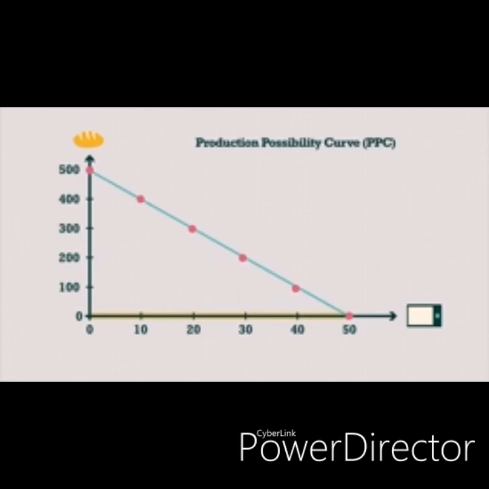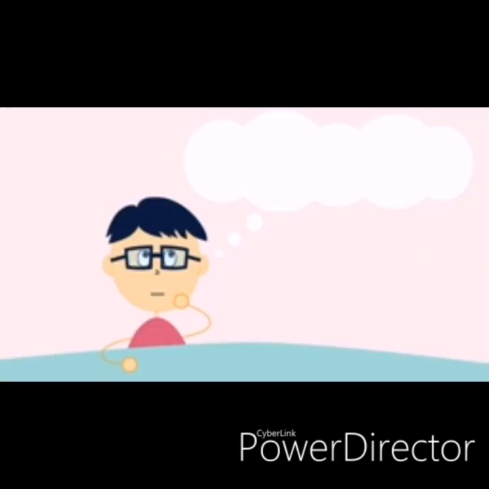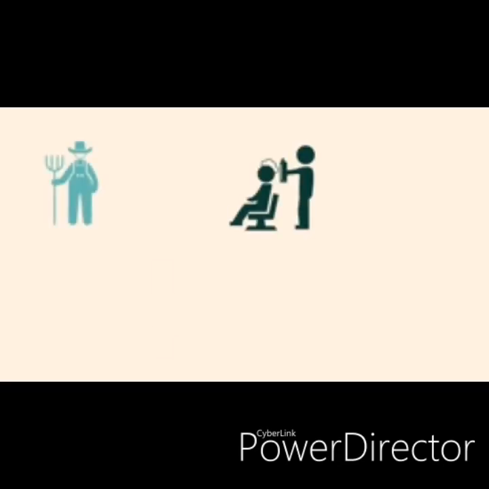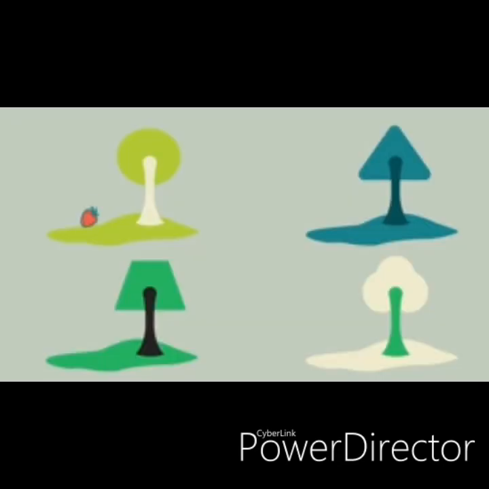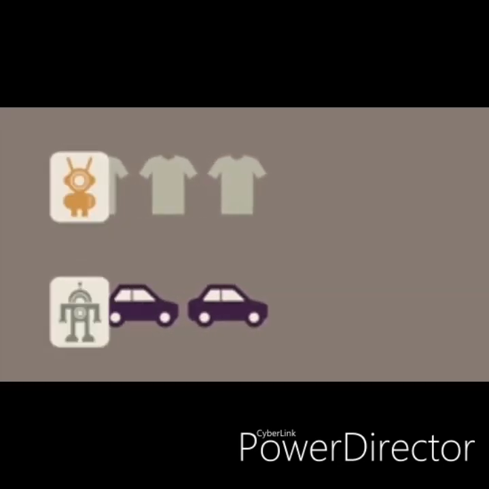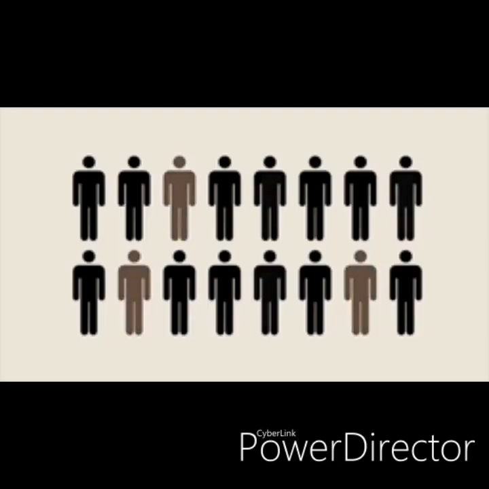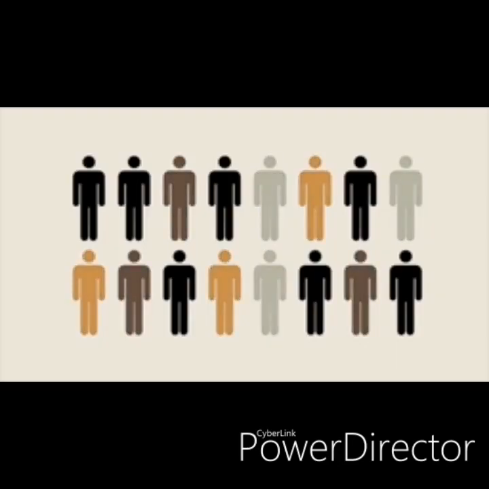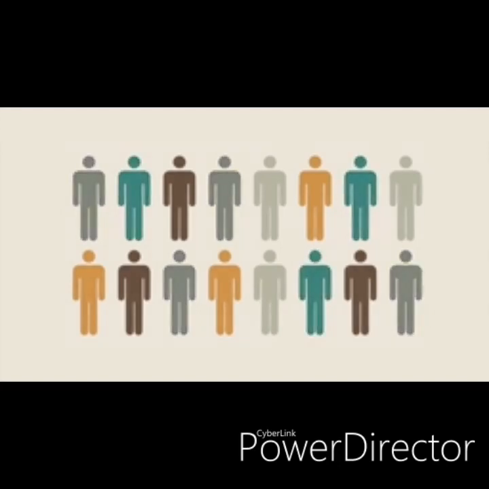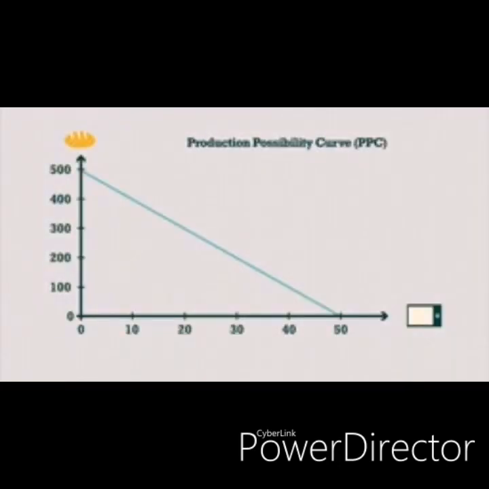Nothing is free. To produce 10 more tablets, does it mean that we have to give up 100 bread every single time? People have different skills. Land has different soils. Machines don't make the same things. Resources are not uniform. This model is not realistic. It should be a concave curve.